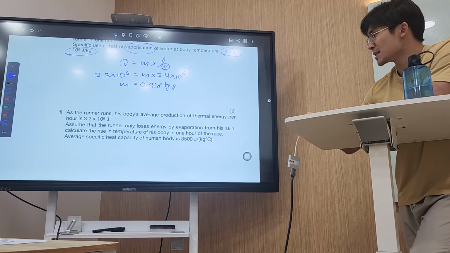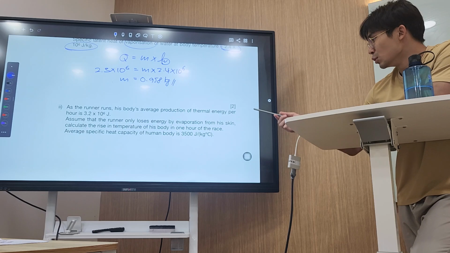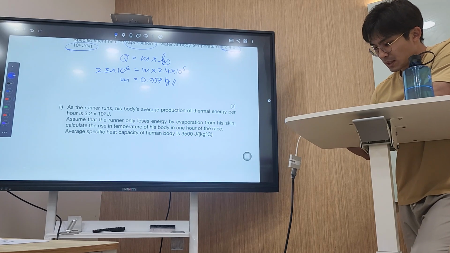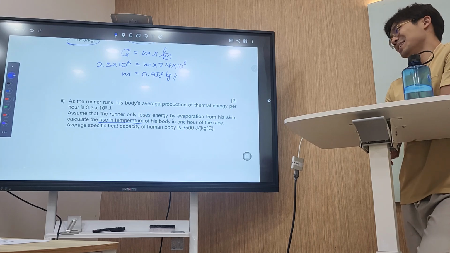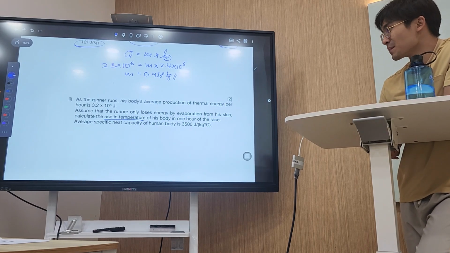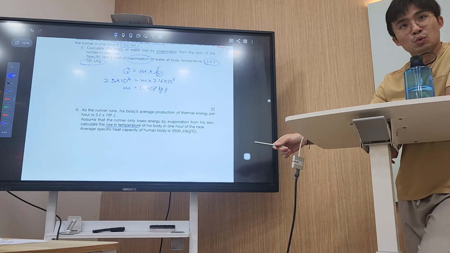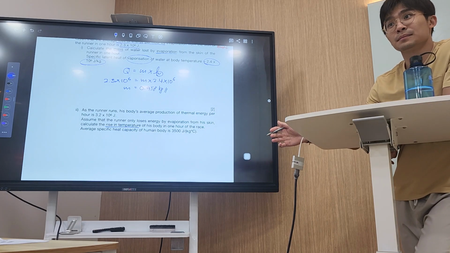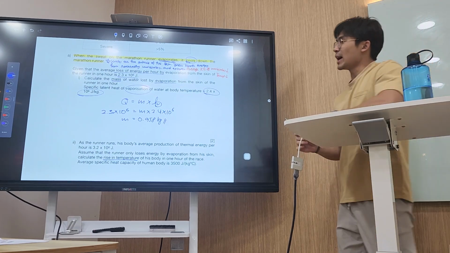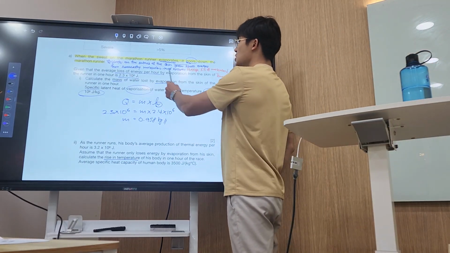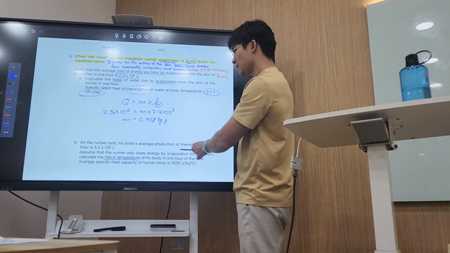As the runner runs, his body's average production of thermal energy is that. Assuming that he only loses energy by evaporation, calculate the rise in temperature. This question is difficult, but really interesting. So, you have 3.2 times 10 power 6 joules. Correct? Okay. Now, energy lost by evaporation is this. Energy production is this.